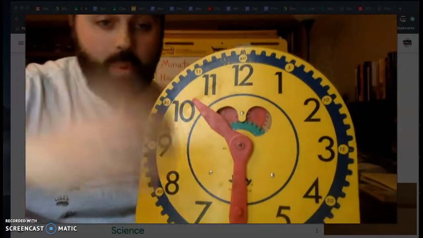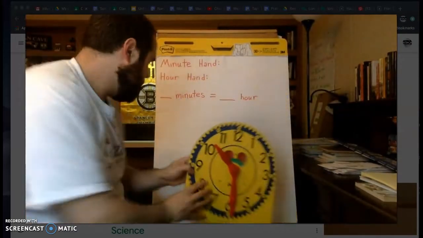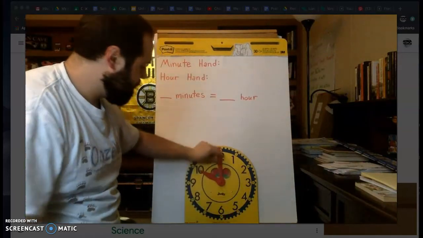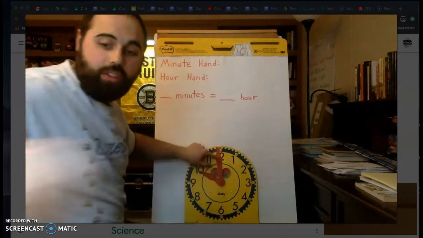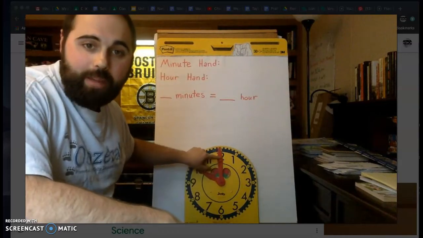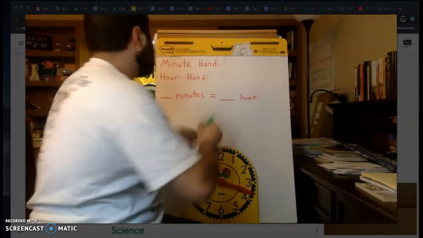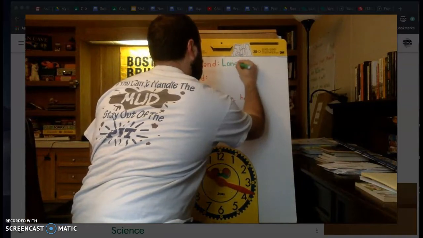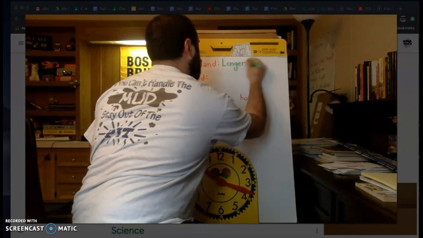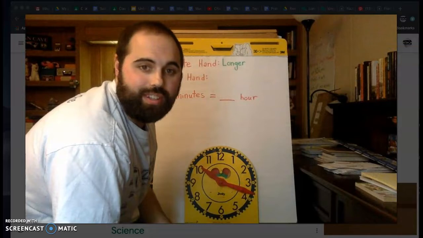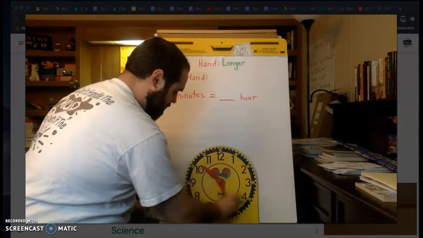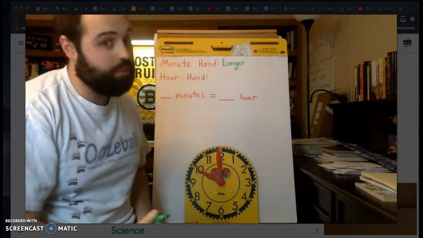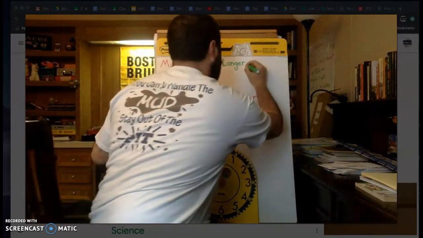All right, just a quick review of the different parts of this clock. So the minute hand is this hand right here, right? It says longer hand. So what describing words can we use to describe it? It's longer. How else? I think you're right. It definitely moves a lot more. Longer, and it moves more.